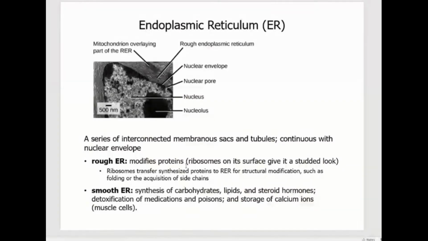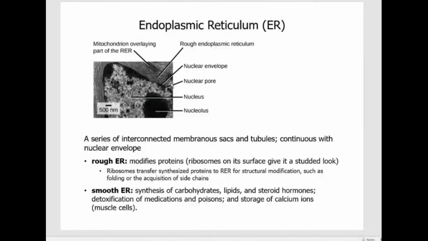The next structure we're going to look at is ER. I already showed you what it looks like in the animation, and this is what it looks like under the electron microscope. This is the nucleus. This is the nucleolus, where ribosomes are assembled. The ER is usually next to the nucleus because it's continuous with the nuclear envelope. These membrane layers that you see, this is the endoplasmic reticulum.